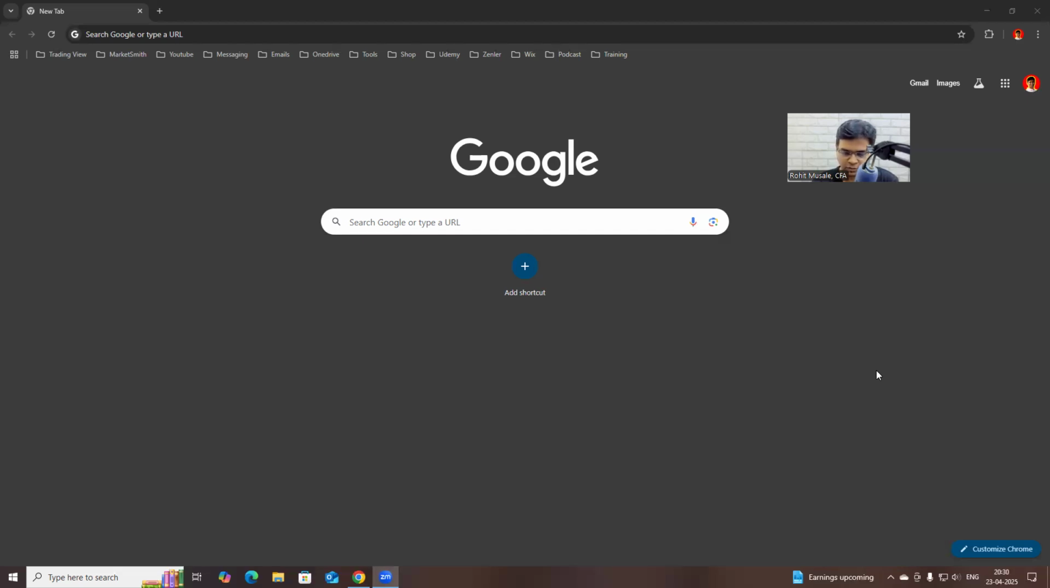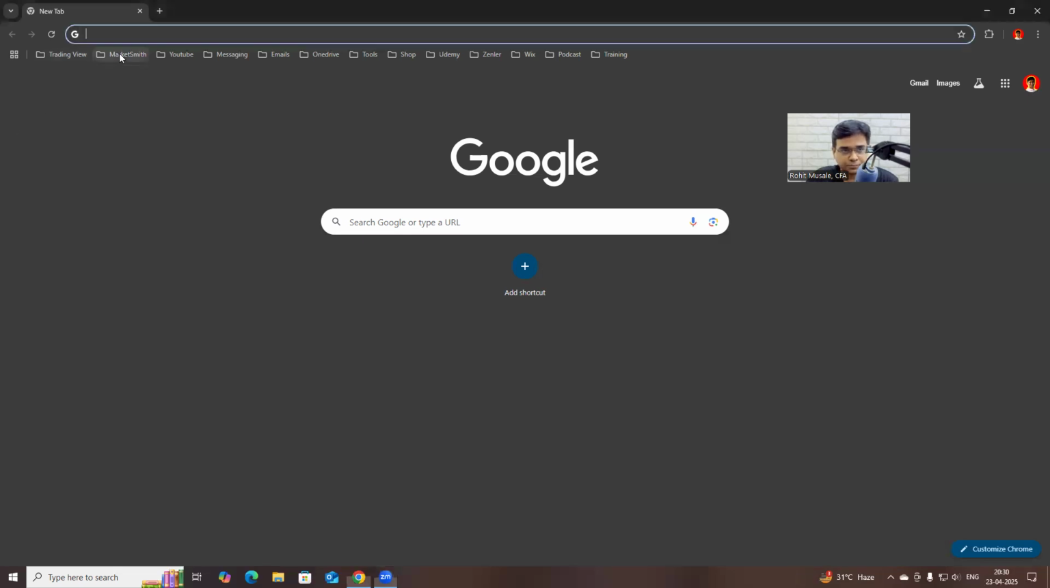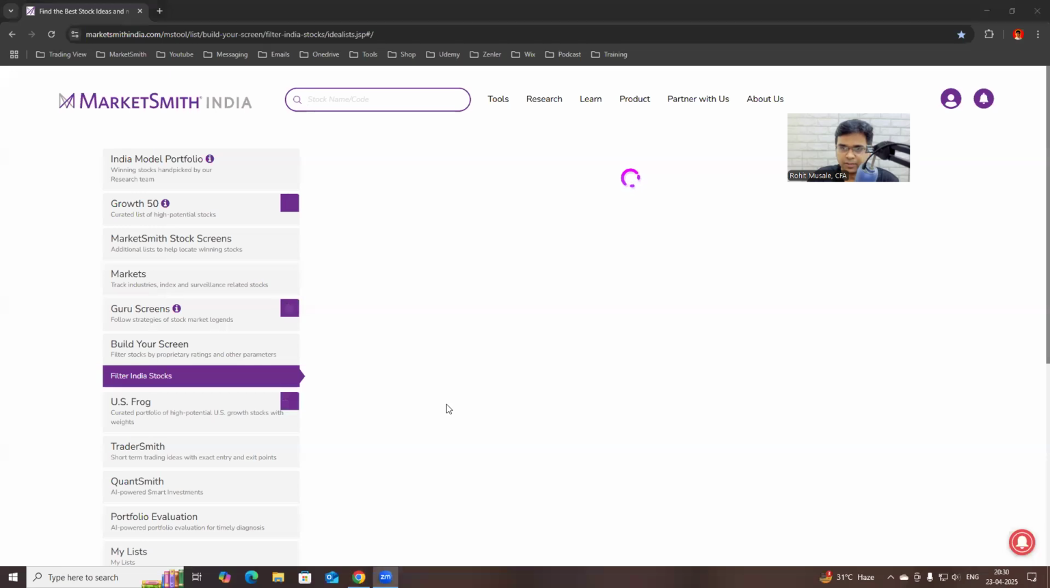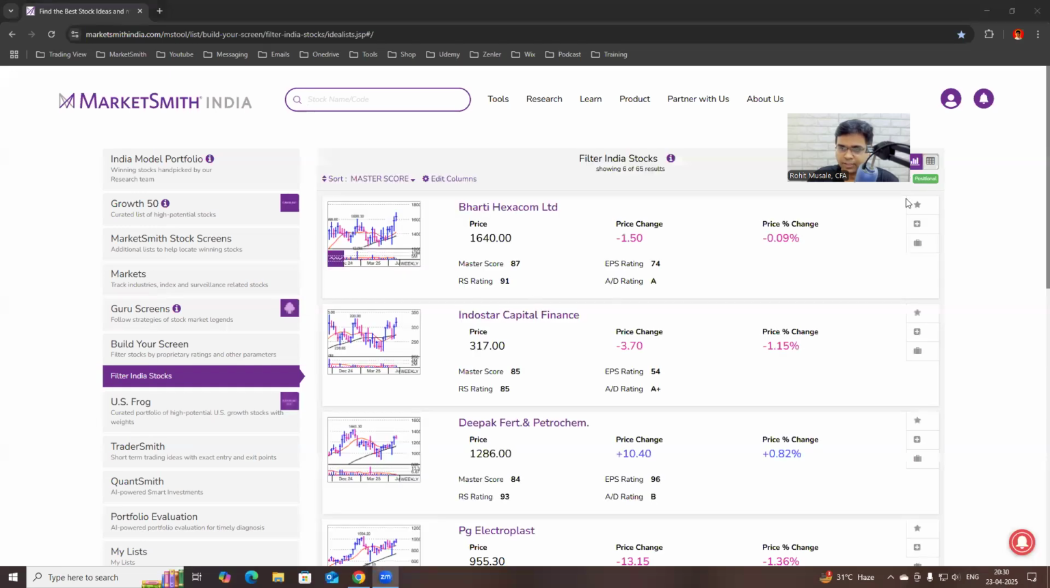Based on what I have understood from his interviews, from Mark Minervini's interviews, and whatever study and research that I have done, I can make a reasonable guess as to how he would have filtered stocks in India if he were in India right now, looking at the current market conditions. Okay, so let's go to MarketSmith website. I already have a breakout filter here. Directly go to this site.